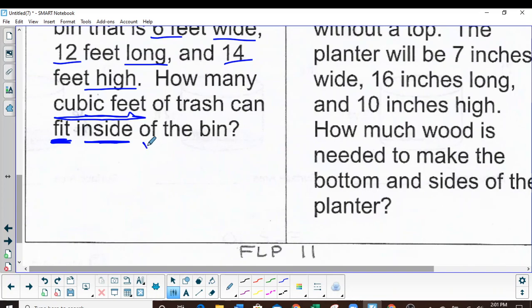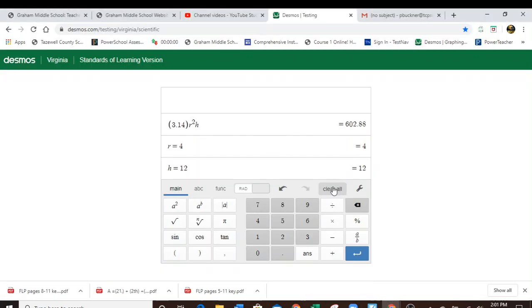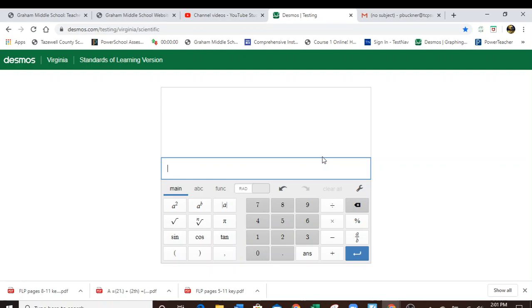So we're looking for volume of a rectangular prism, which is, that's the easy one, isn't it? Just length times width times height. Okay. And all our measurements are up there. Let's go ahead and pop that in Desmos real quick. LWH. Bam. L equals 12, I think. W is 6. And H is 14. What is it? 1008.